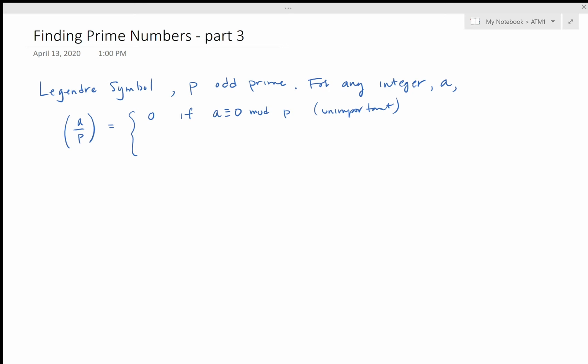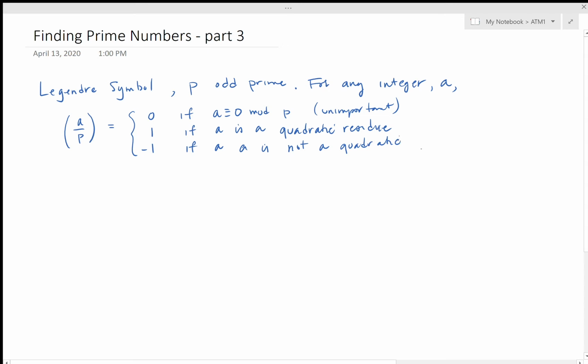The other 2 cases are that the Legendre symbol will be equal to 1 if A is a quadratic residue, and it is defined to be equal to -1 if A is not a quadratic residue. So there are precisely 3 values for the symbol: 0, -1, and 1. And the -1 and 1 are the ones that we're really going to be interested in. These are the important ones.